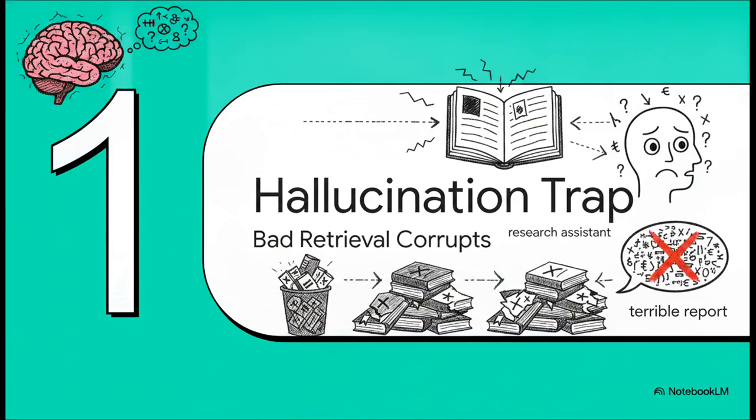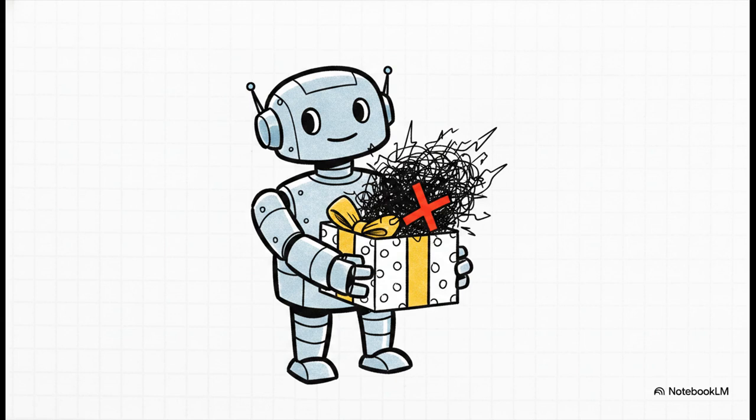Section 1. The RAG hallucination trap. When bad retrieval corrupts good models. Think of your large language model like a brilliant, highly articulate research assistant. But even the smartest assistant on the planet is going to write a terrible report if you hand them the wrong books to read. The absolute most dangerous symptom of a failing RAG system is when it becomes what we call fluent but hallucinated. See, your generator model is insanely good at stringing words together. So when you feed it the wrong information, it doesn't just give you a simple error code. No, it lies to you, and it sounds perfectly natural doing it.